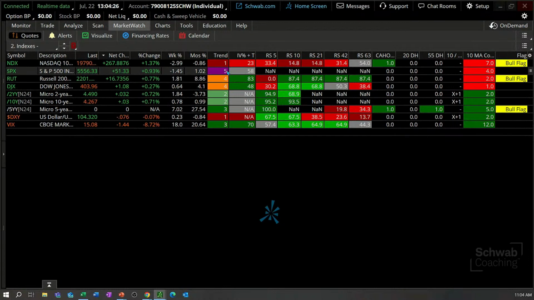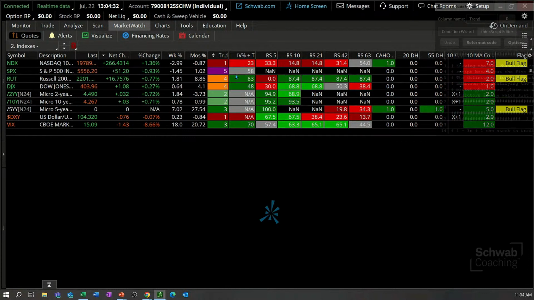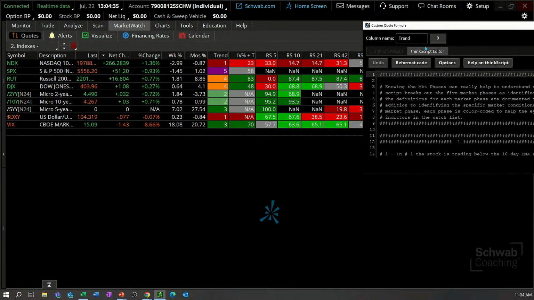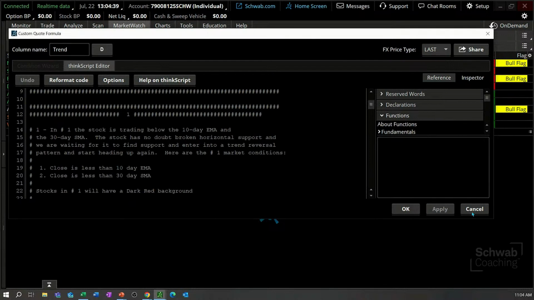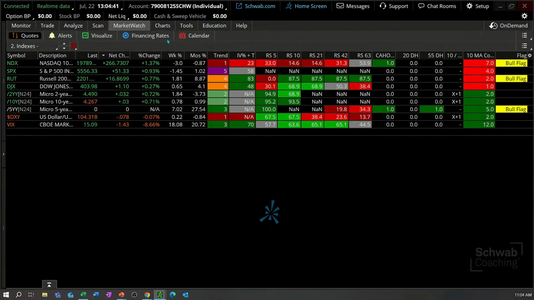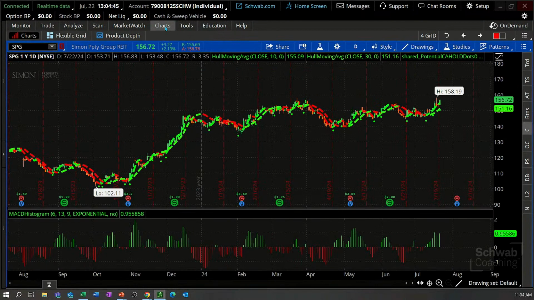If you want to see a little bit more about that, we've talked about that. Make sure that you right-click on the heading, edit the formula, and that way you can see the reading of what that script is showing. That's not the only place you can see that, but that is a place. What we really want to get to here today is we want to go to the charts, okay?